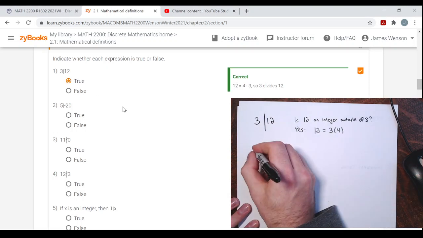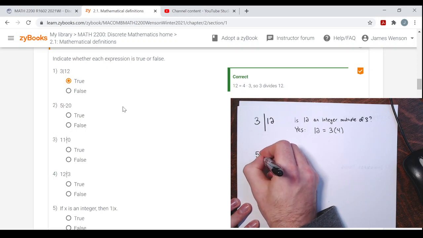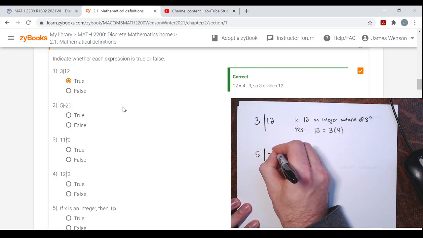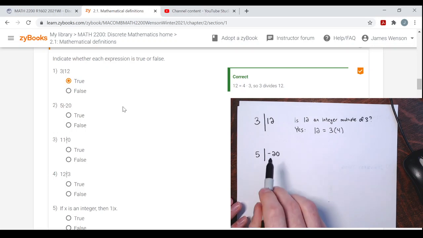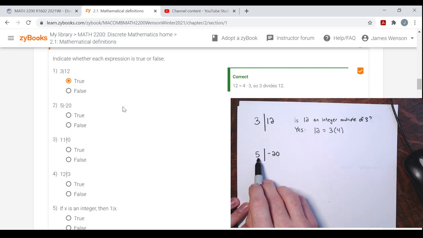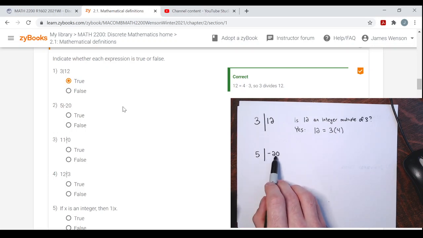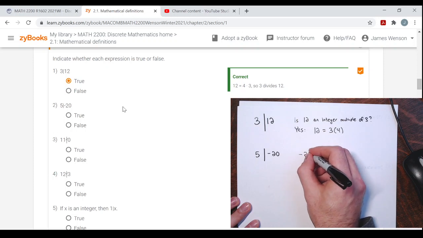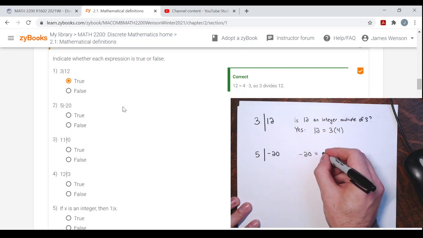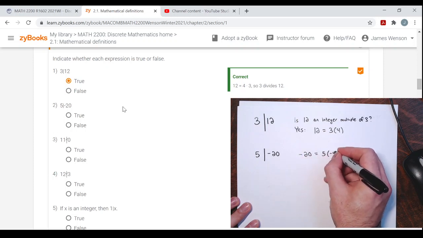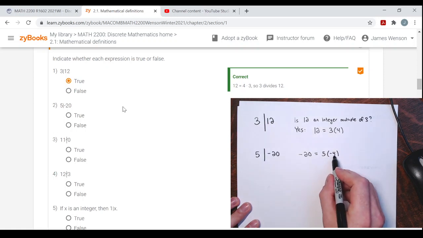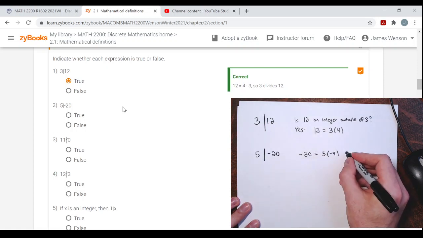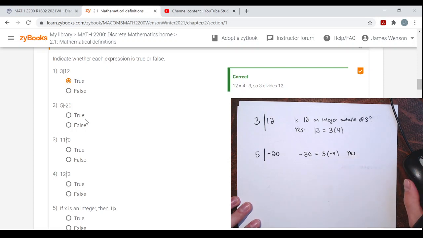The next statement is 5 divides negative 20. So again, same thing as, does 5 go into negative 20 evenly, or is negative 20 an integer multiple of 5? And that's also true, right? Negative 20 is 5 times negative 4. It is 5 times some integer. So that's also true.